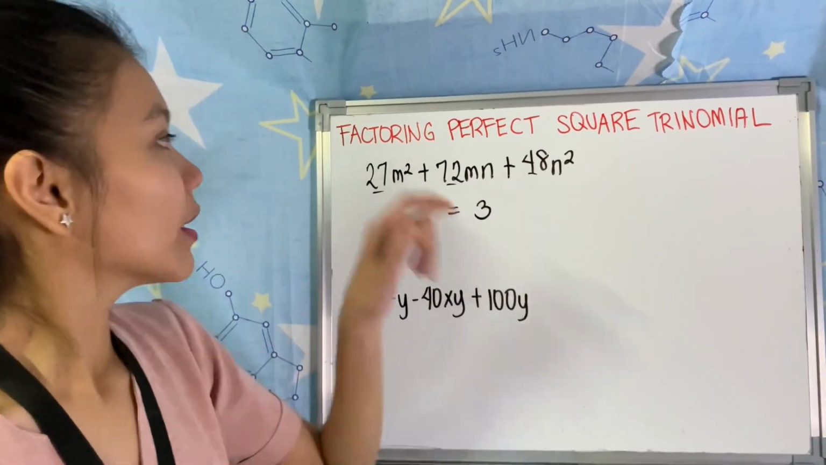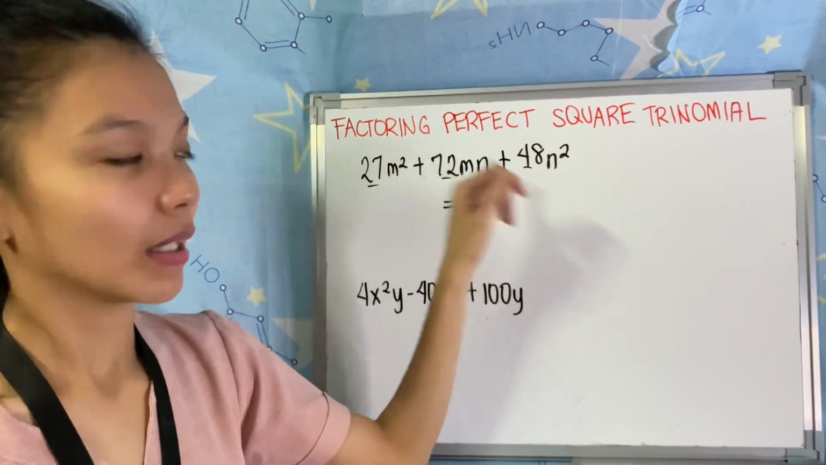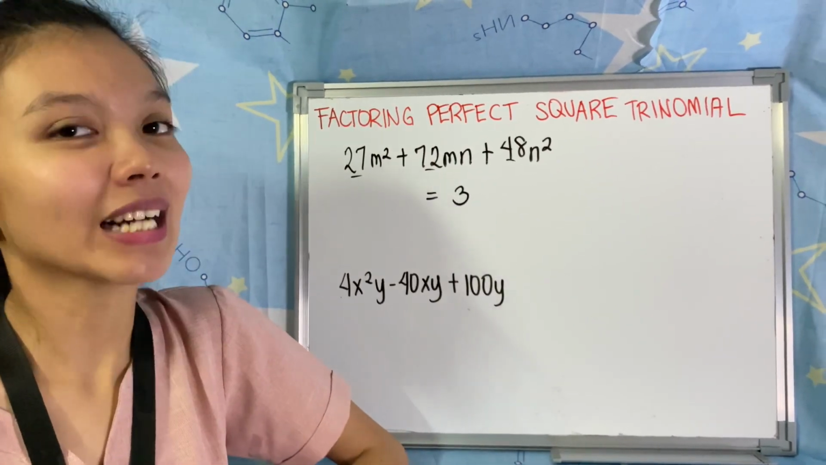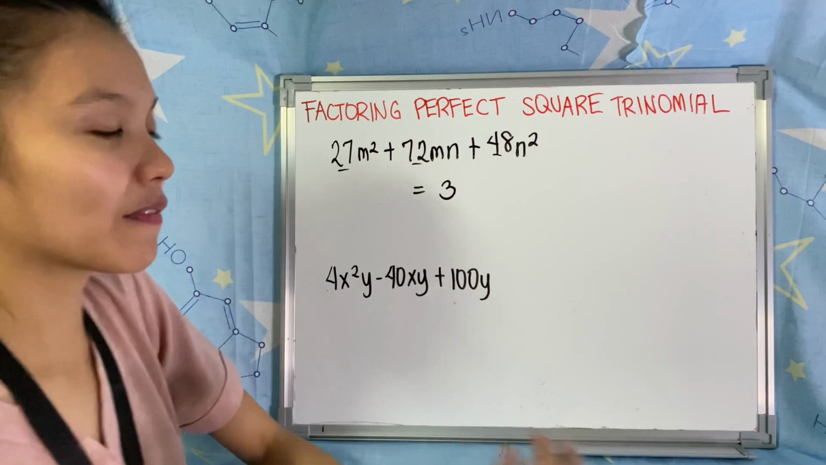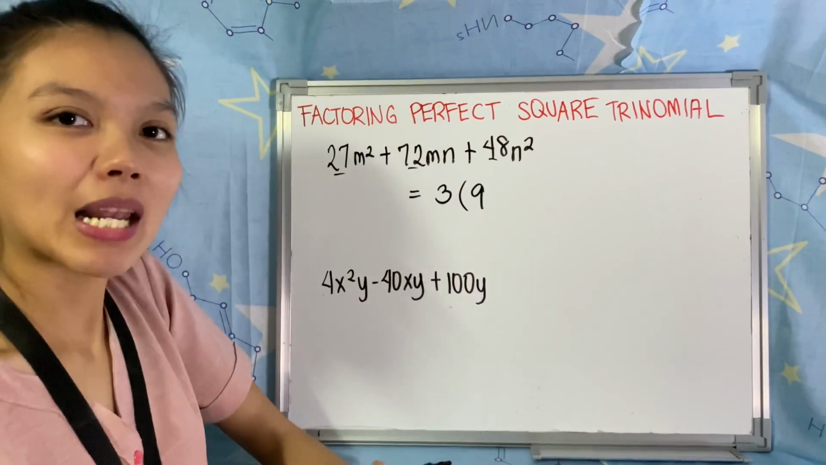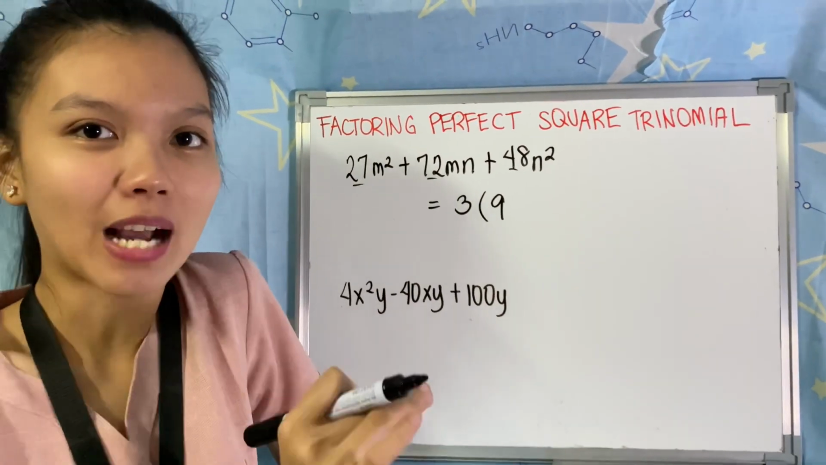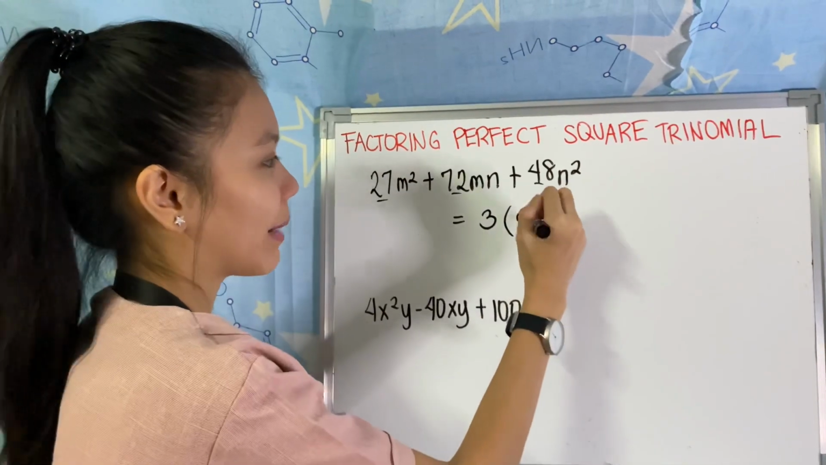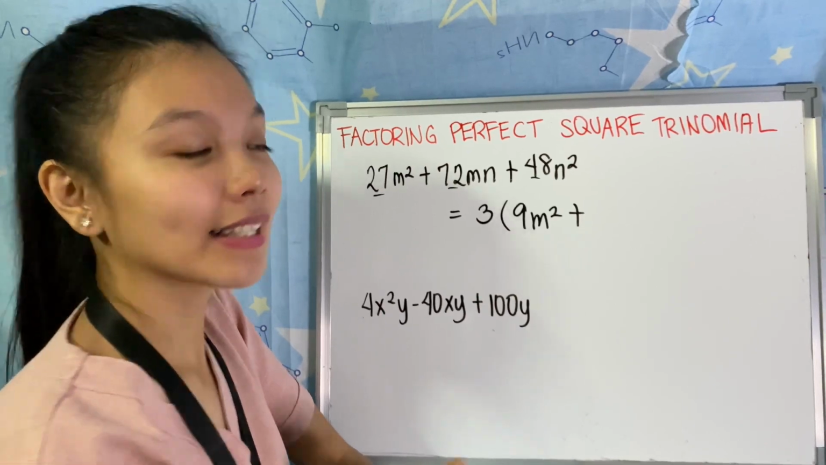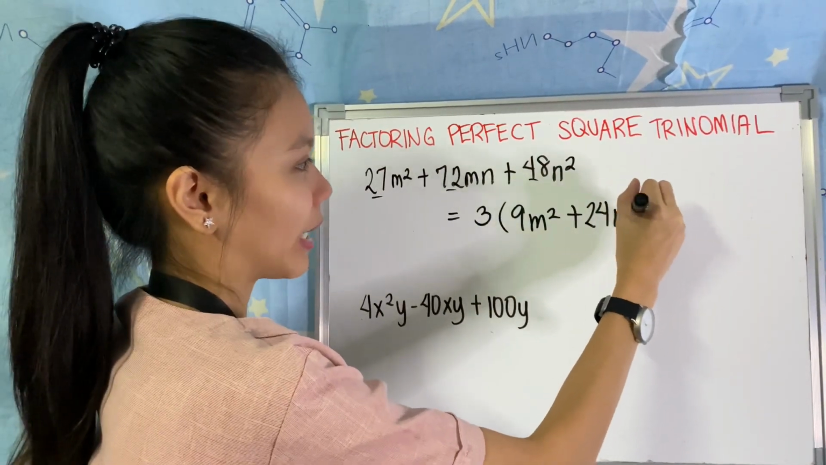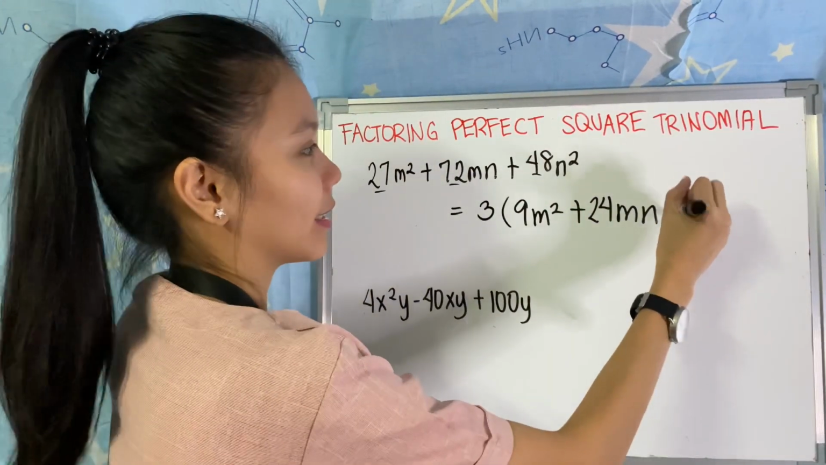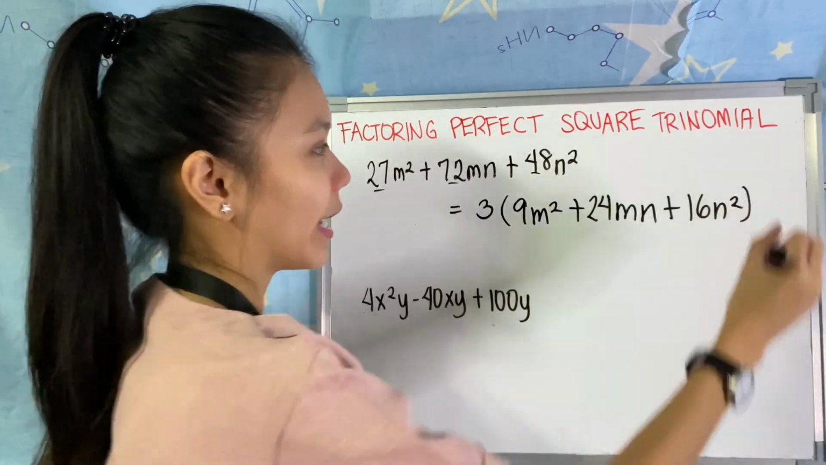So let's see. Walang m. So walang n. So wala tayong ilalagay na variable. Talagang 3 lang yung kanyang factor. So let's factor it out. 27 divide 3, that is 9. So kakopy lang natin yung variable kasi wala naman tayong pinactor out na variable. So we have 9m squared plus 72 divide 3, that is 24. So copy the variable mn. And 48 divide 3, that will be 16. 16, copy the variable n squared.